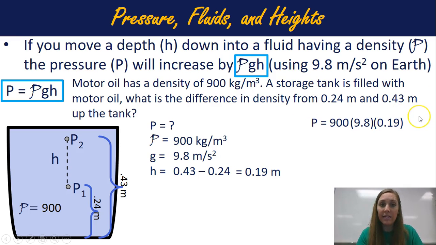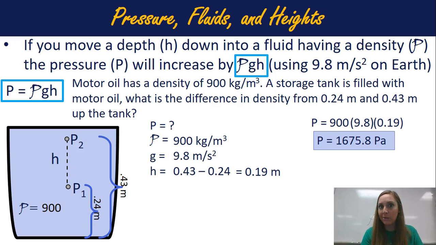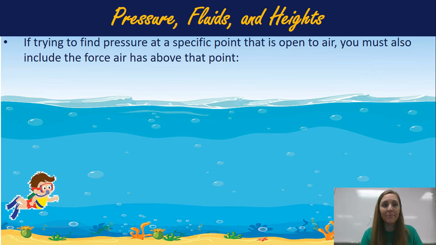Since everything is on the same side of my equation, I don't have to do any algebra. I can just plug it in. So 900 times 9.8 times 0.19. And here you go. Don't forget that pressure is in the unit of pascals. You don't want any naked numbers here. You got to put the unit.